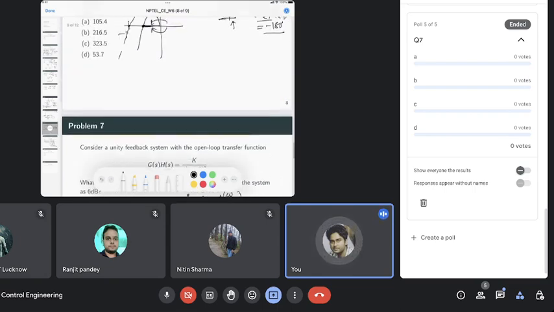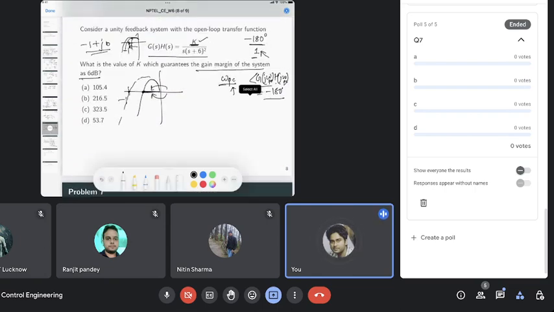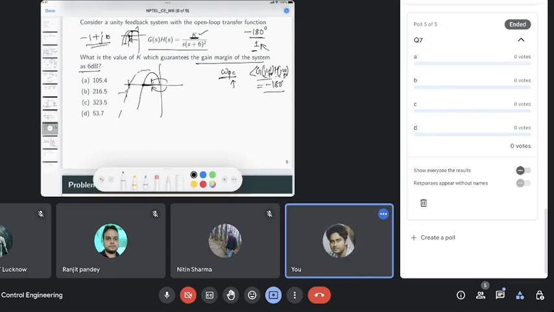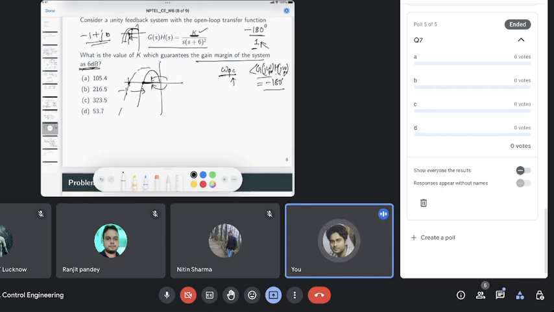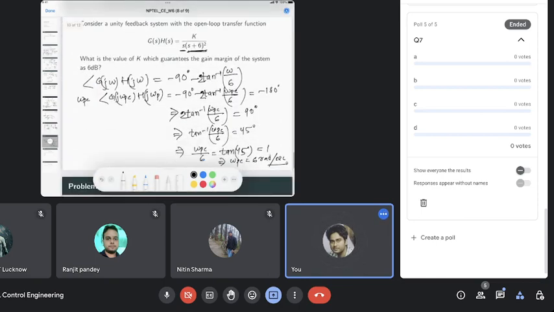What should be the gain of the system? You want a gain margin of 6 dB. So that means your gain should be what? If it is at the instability point, the gain should be 0 dB, right? And if it is to the right of this, your gain should be less than 1, or in dB it should be a negative value, right? So what is the gain at this phase crossover frequency?